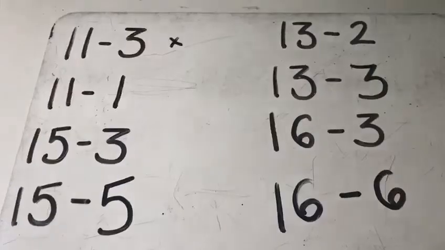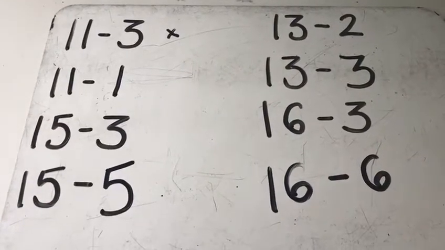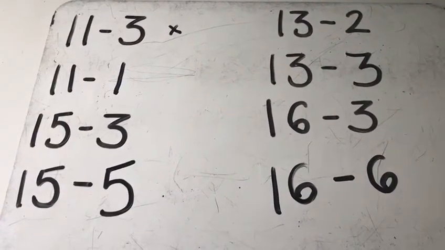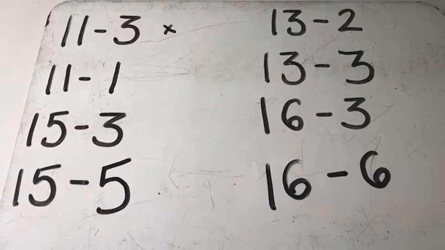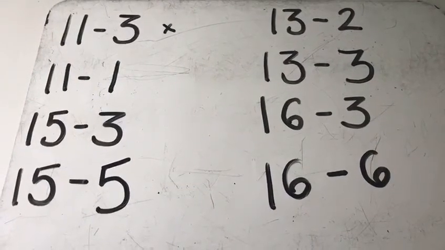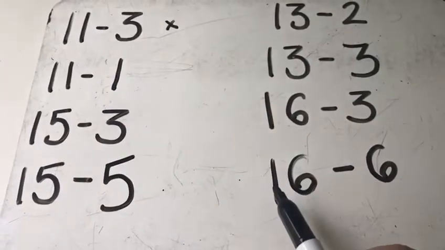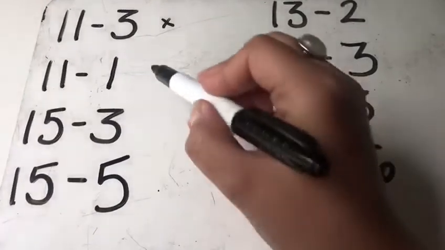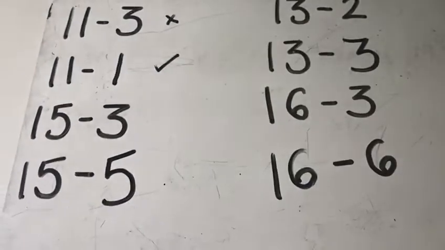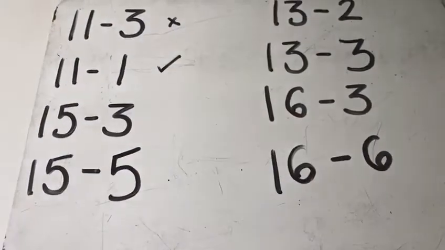11 take away 1. Well, think about the answer above and think about what we've just said. 11 is one more than 10. So if I were to take away 1, would that be bridging to 10? It would be bridging to 10. What about this one? 15 take away 3.